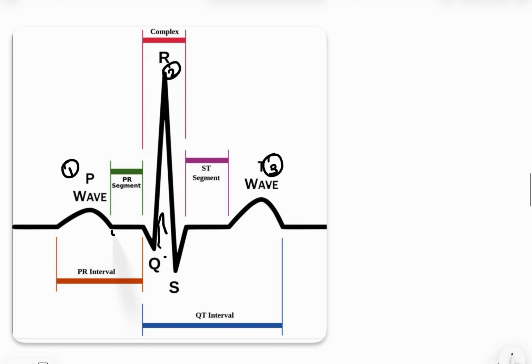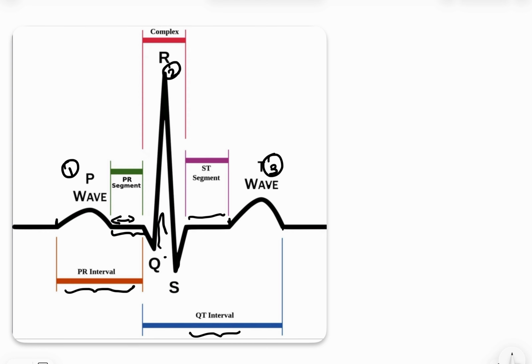The space between the P wave and the starting of the QRS complex is called the PR segment. See the PR segment. And from the starting of the P wave to the starting of the QRS is the PR interval. Then the QRS complex, and from the ST segment to the T wave is the ST segment, and from the starting of the Q wave to the end of the T wave is the QT interval.